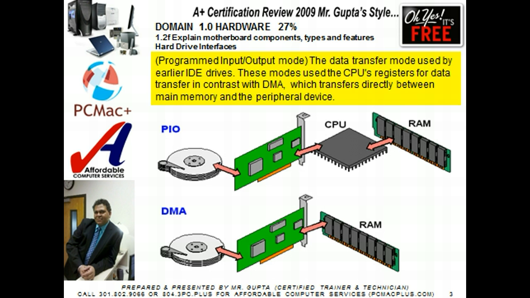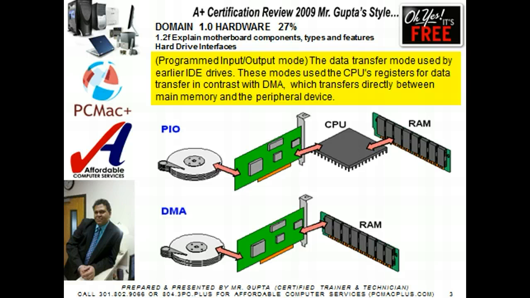A hard drive uses one of two methods to transfer data between the hard drive and memory. You must know these two methods for your exam. The first one is called DMA, Direct Memory Access, which is a transfer mode. It transfers data directly from the drive to memory without involving the CPU.